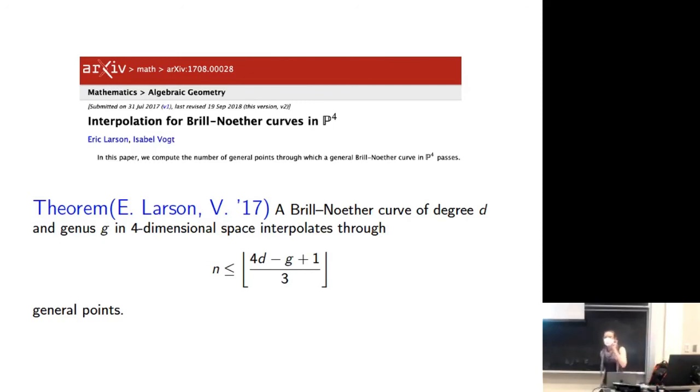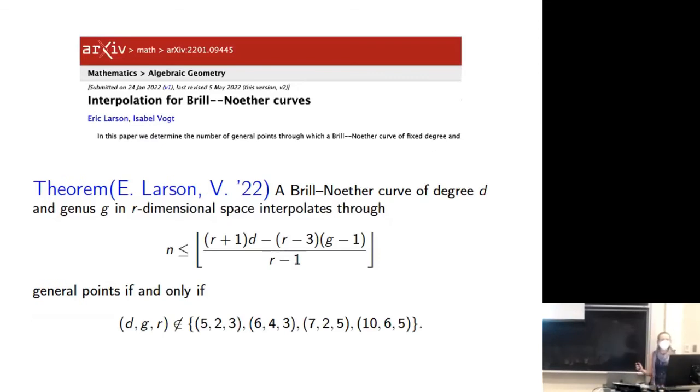No. In 2018, I started working on the general case, which is much harder than just doing these specific cases. And I didn't finish it in 2018, I didn't finish it in 2019, and I didn't finish it in 2020 or in 2021, but in 2022, we solved the full conjecture. This is again joint work with Eric Larson, just from this year. A Brill-Noether curve of degree d and genus g in r-dimensional space interpolates through the predicted number of general points if and only if it's not one of these 4 counterexamples.